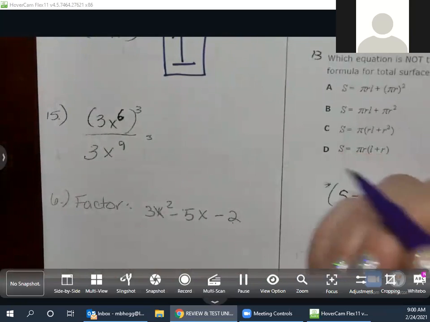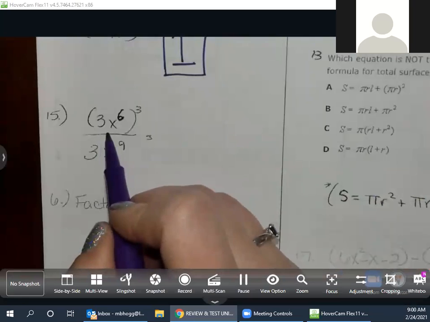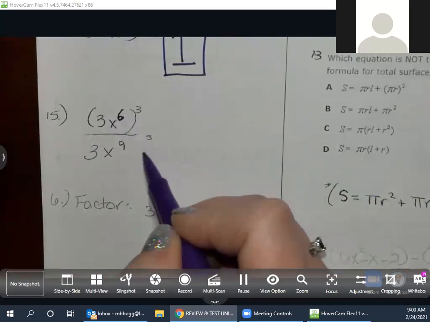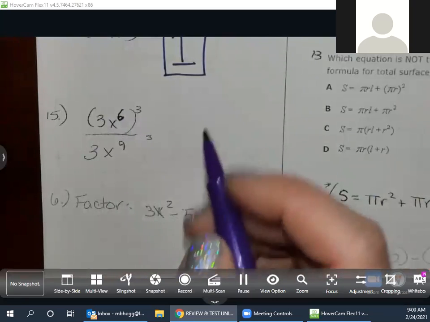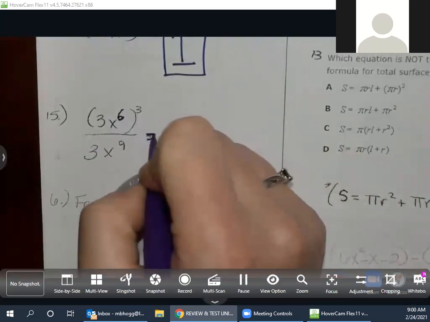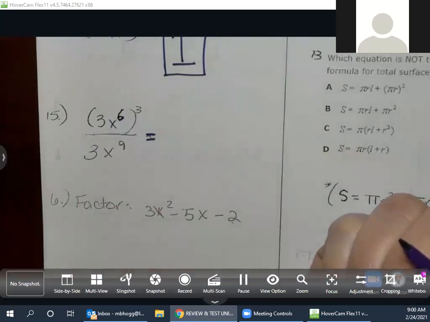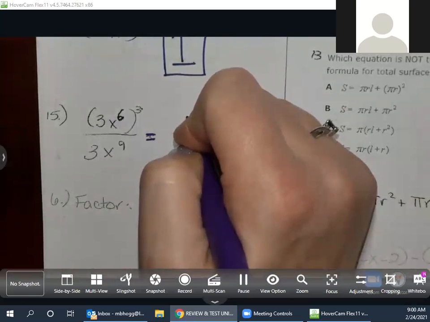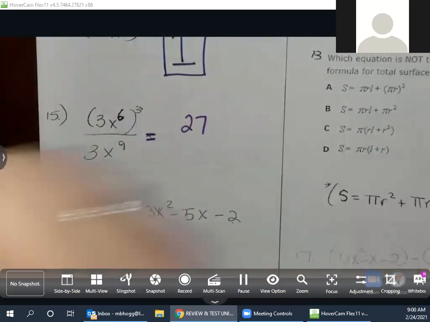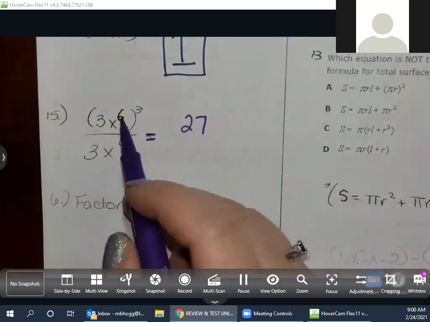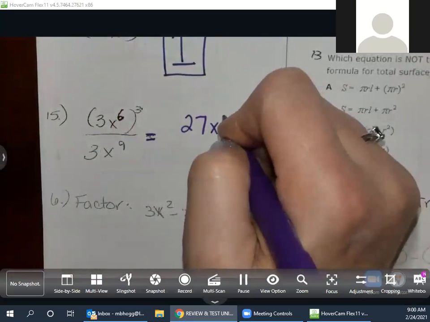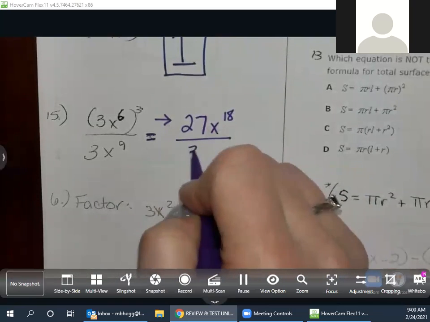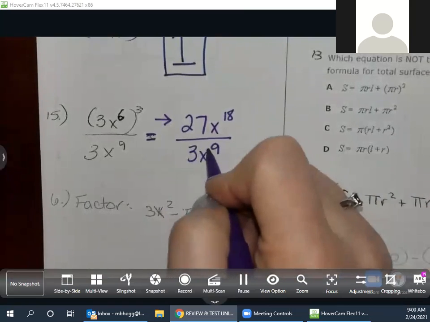All right. So on 15, what we're going to have to do first before we can divide is fix the top and the bottom. So what's going on here? This is an equal sign, by the way. That's not a 3. So here, all this is to the 3rd. So 3 to the 3rd, 3 times 3 times 3 is 27. And then, yes, power to power, we multiply. X to the what? 18. Good. And then this is just 3x to the 9th.